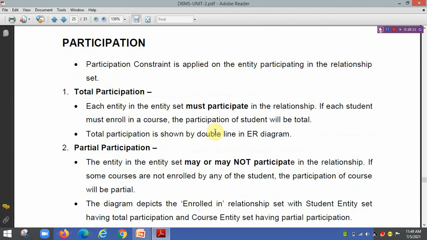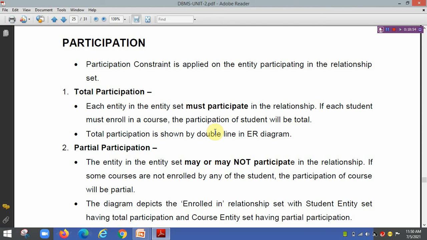Next concept is participation. The participation constraint is applied on the entity participating in the relationship set. That means how the entities participate in the relationship, either total or partial. So participation can be divided into two types: one is total participation, another one is partial participation. Each entity in the entity set must participate in the relationship. If each student must enroll in a course, the participation of student will be total.